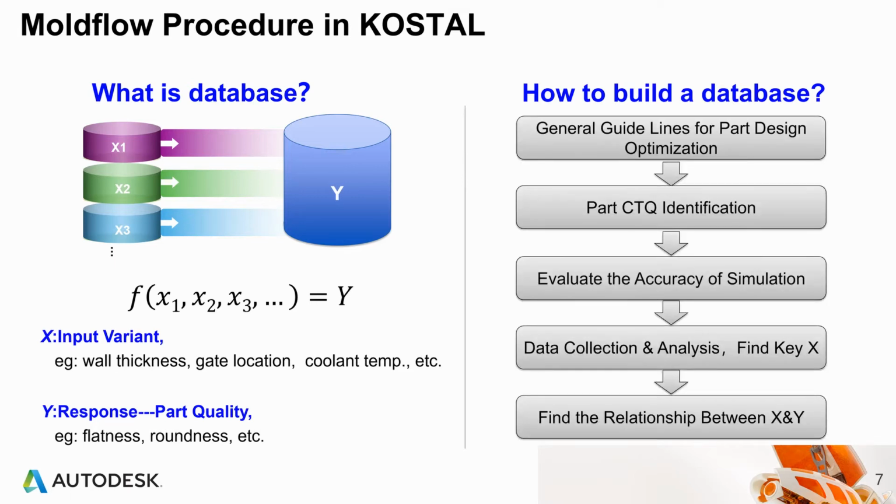At first, we should have a general guide for part design optimization. And then we should identify part CTQ, critical to quality. And then we also need to evaluate the accuracy of simulation. If the simulation results are accurate, we can collect data and do data analysis to find the key factors. After validation, we can finally find the relationship between factors and part quality. Now let's go over the details for each step.